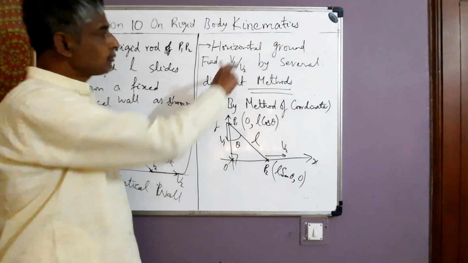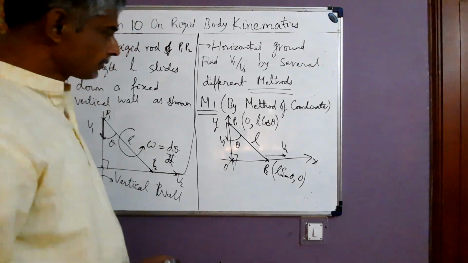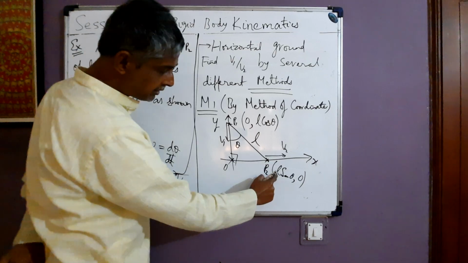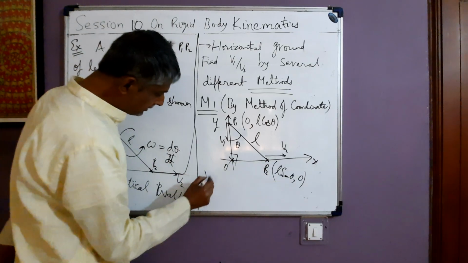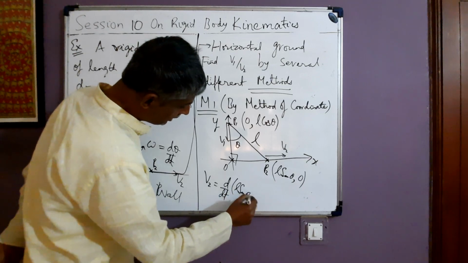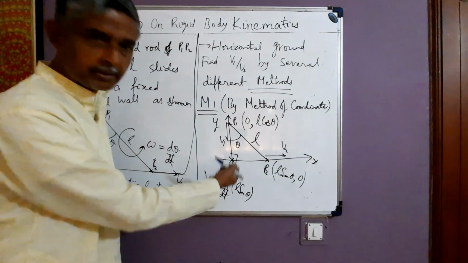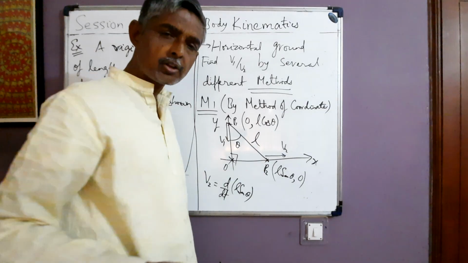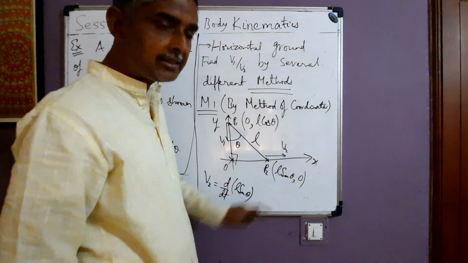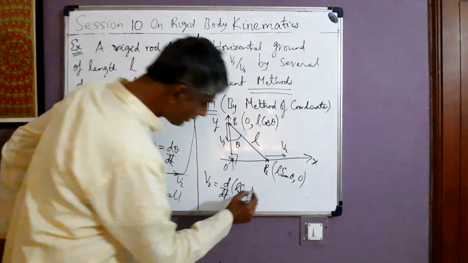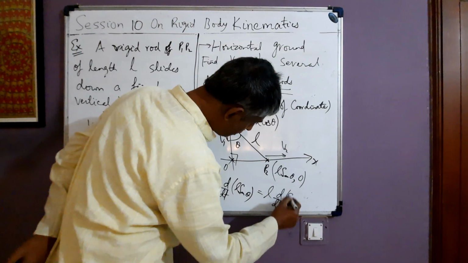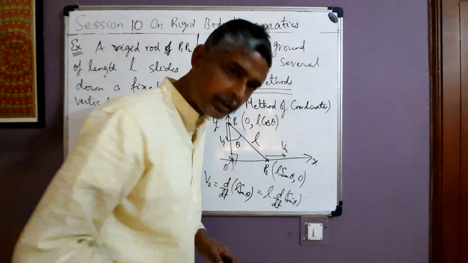Now we have to find v1 by v2 by several different methods. Point P2 moves along the positive x-axis. Its x coordinate is L sin theta. So v2 is d by dt of L sin theta. For a point moving along the x-axis, its velocity is dx by dt, and the x coordinate of P2 at time t is L sin theta. L is constant, so L comes outside. d by dt of what? Sin theta.